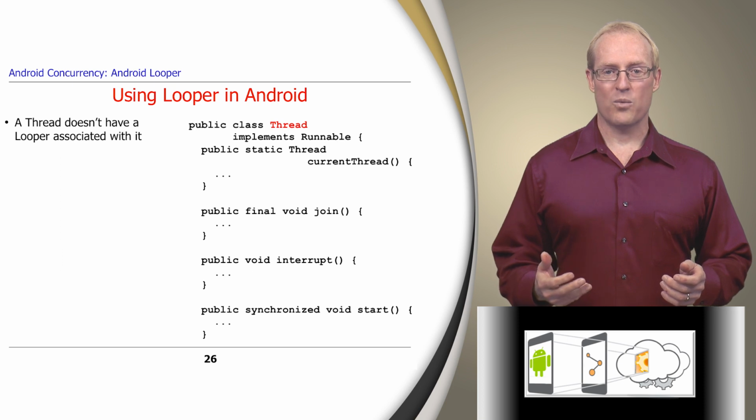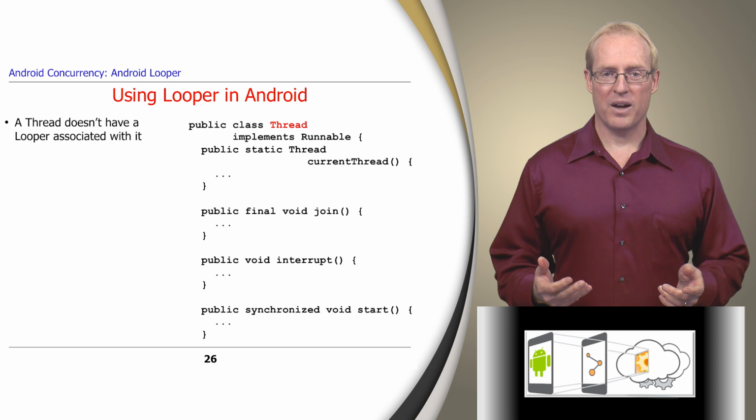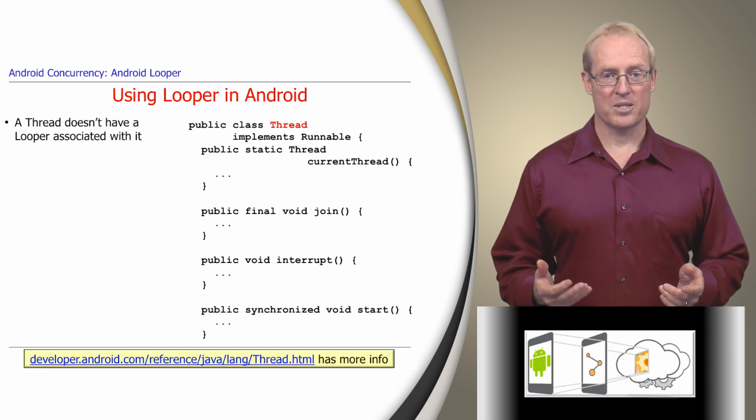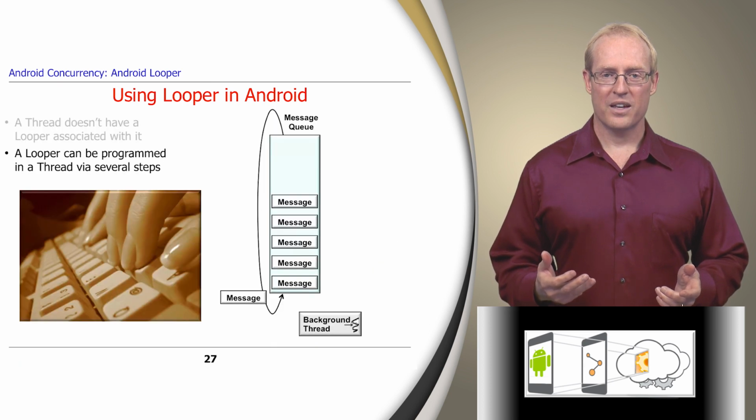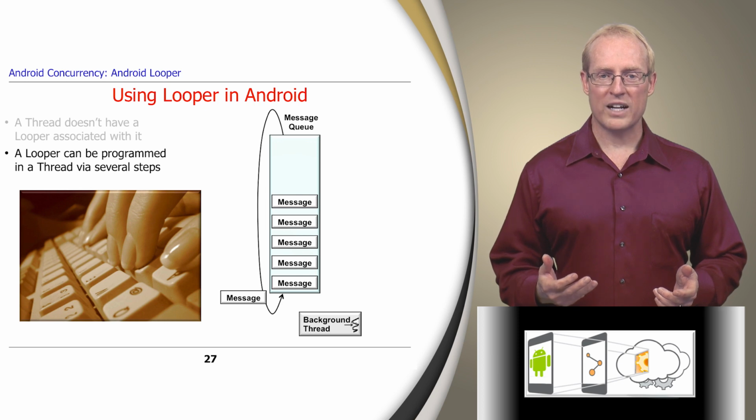We'll now examine one way in which Android software uses loopers. By default, a Java thread, and thus an Android thread described at this link, which is a Java thread, does not have a looper associated with it. Therefore, if a thread needs looper behavior, one approach is to program it directly into the thread, following the steps shown at this link.